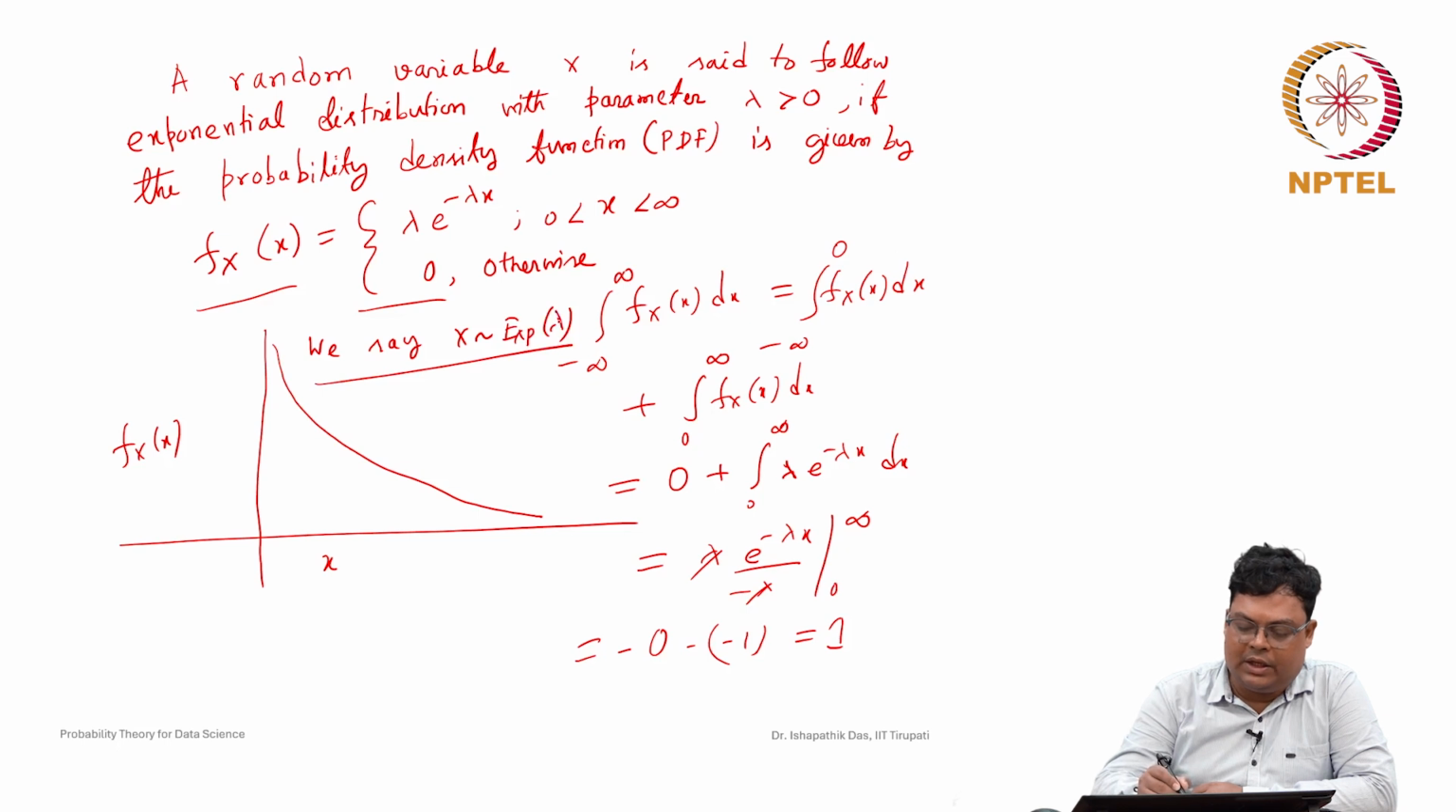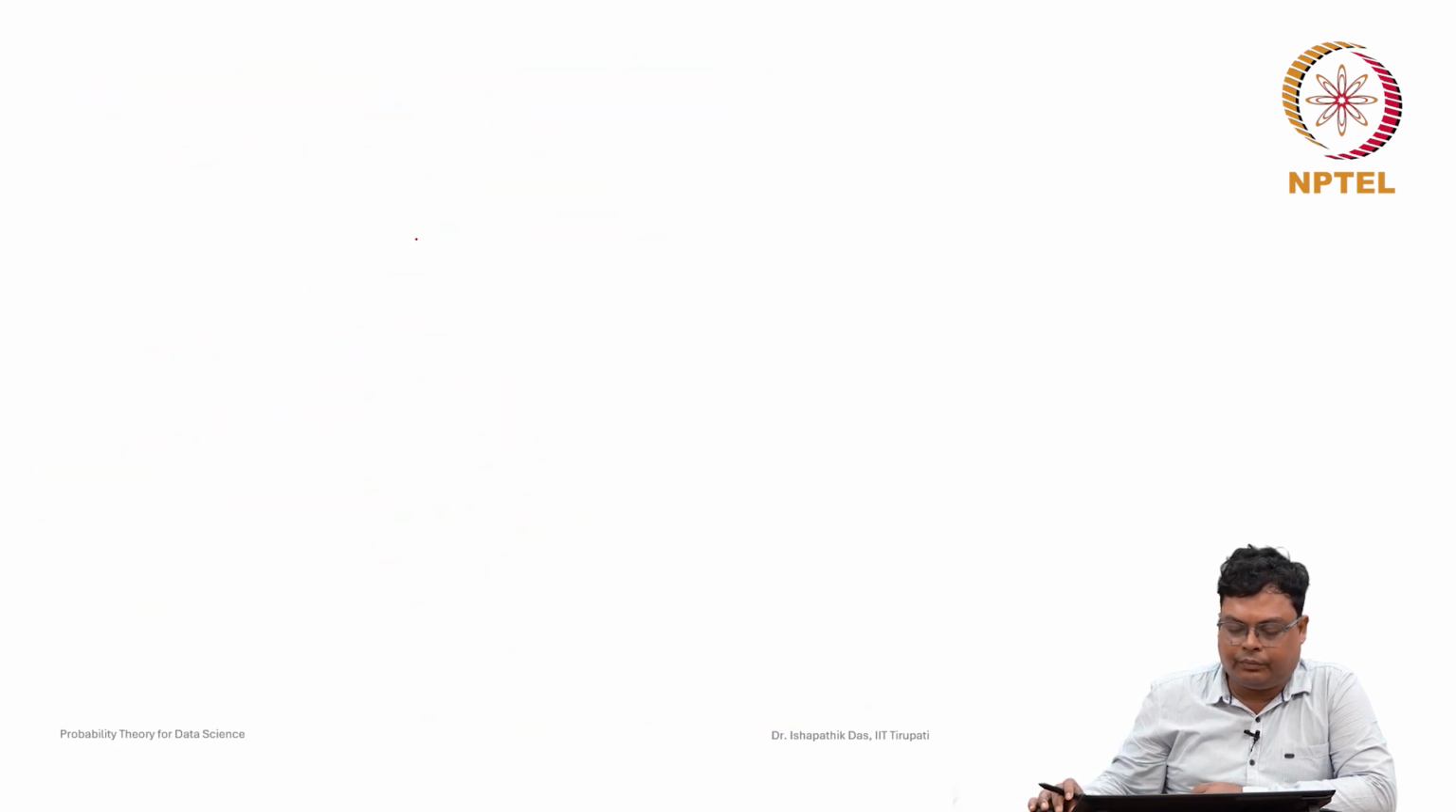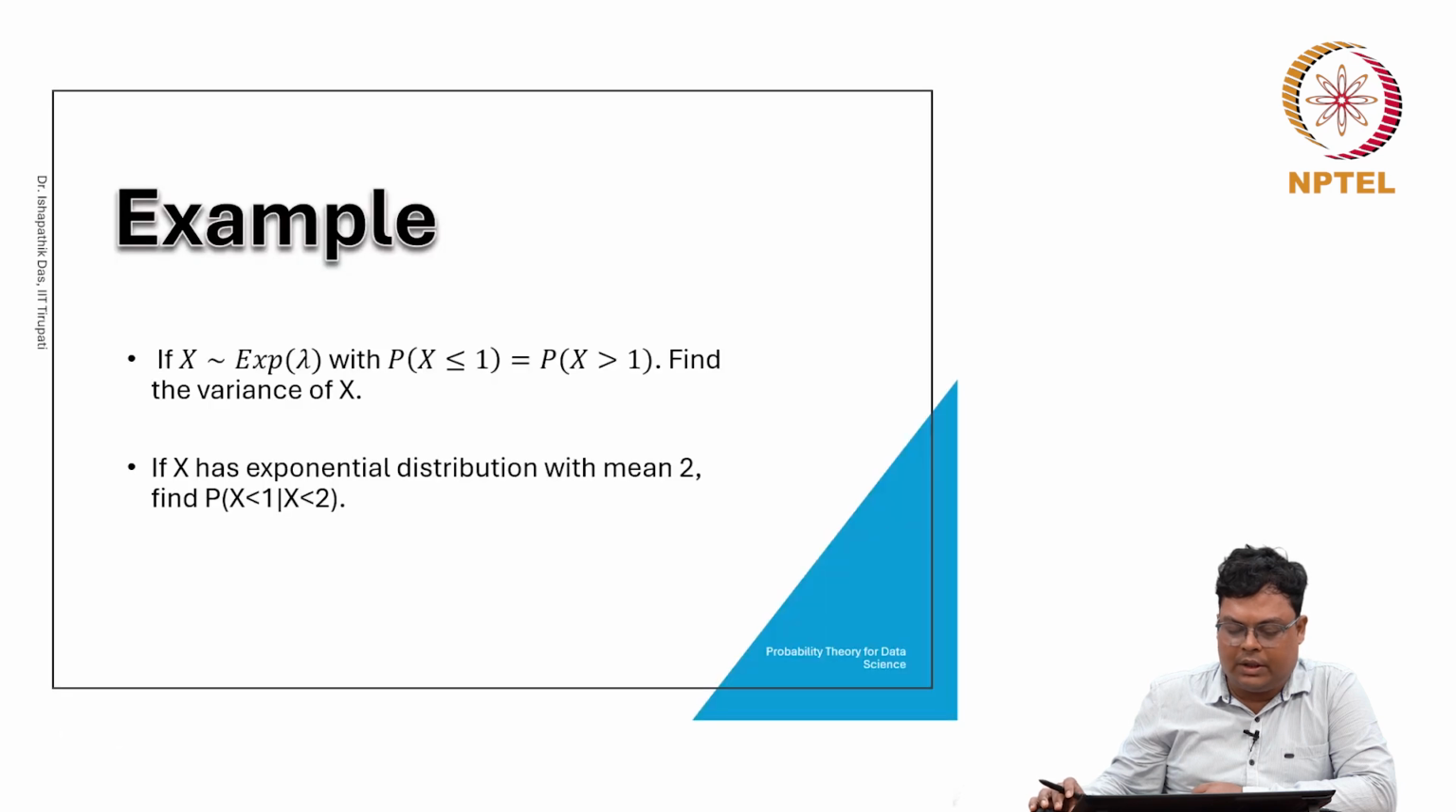Whenever we say that x is a random variable and x follows an exponential distribution with parameter lambda, that means x has an exponential distribution with parameter lambda, and then the probability density function of x is given here. Now we will do one example. Let us discuss one example.